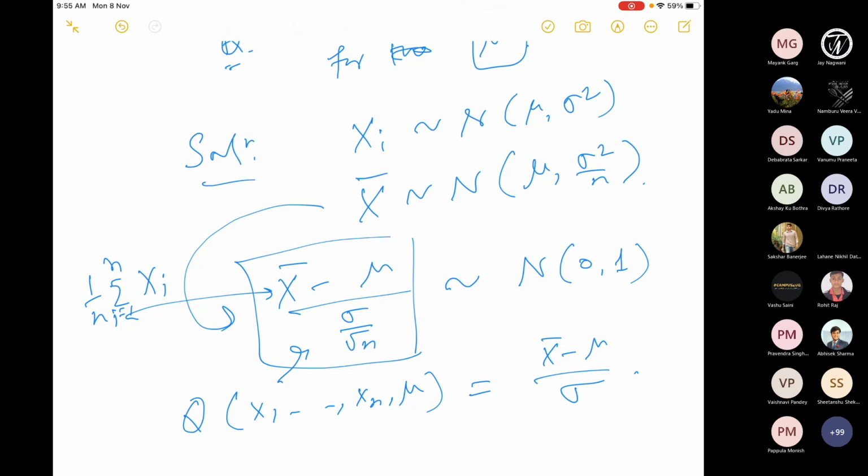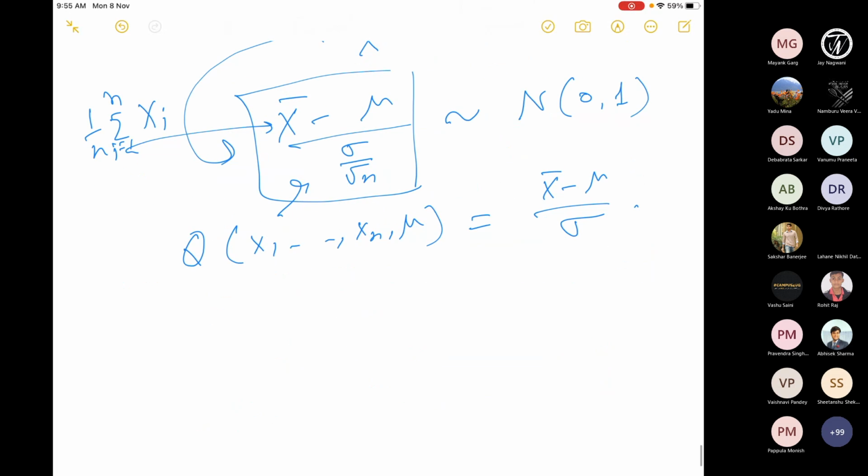But this is a simple example. In fact, I should write this as a remark. How to get a pivotal quantity? The remark is that there is no general way. You can find some examples, but there is no general rule.